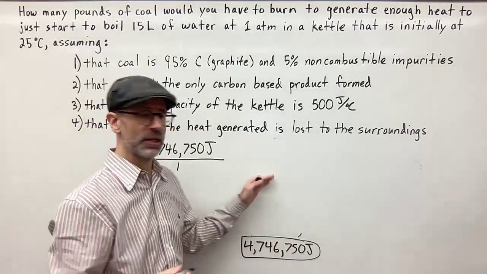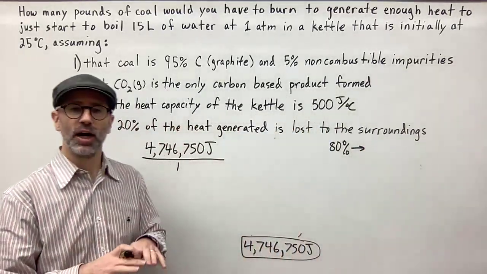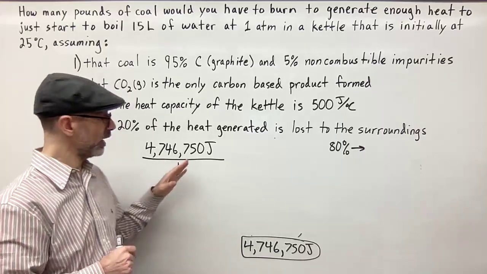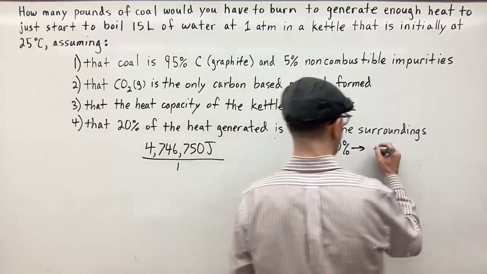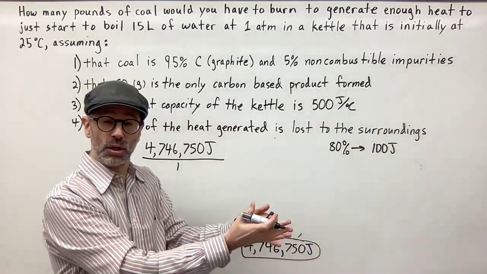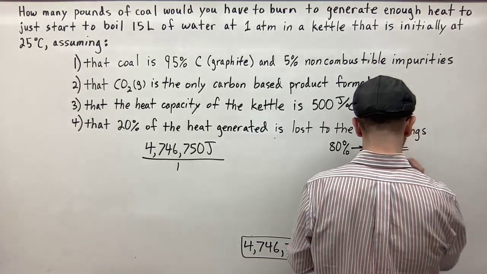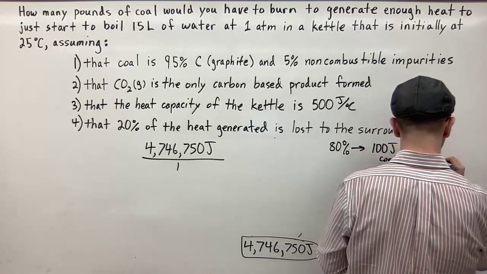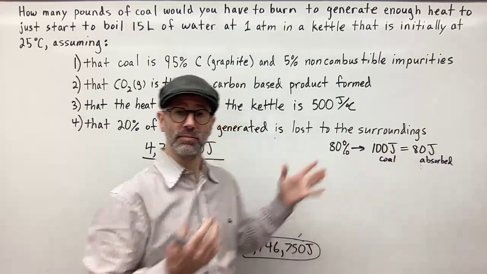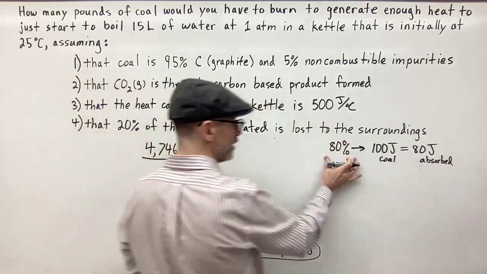So 80% means what? It means that out of 100% of the heat, let's say out of 100 units of heat, 80 units of that heat is absorbed by the water and the kettle together. So what does that mean? It means that out of 100 units, since we've got joules, we'll say joules. Out of 100 joules of heat produced by the coal, only 80 joules is absorbed by the water and the kettle. So we want to get the total 100 joules, the total 100% that was released by the coal. To do that, we can use the percentage as a conversion factor.